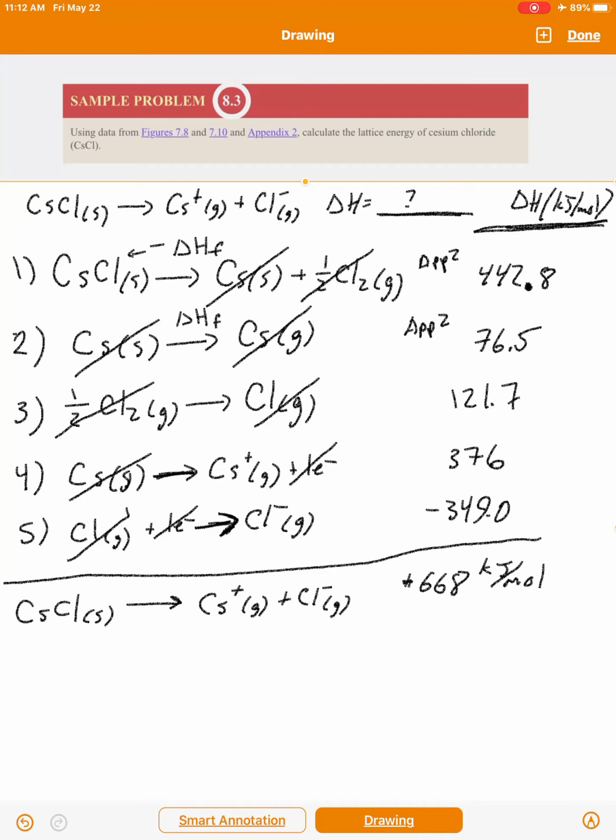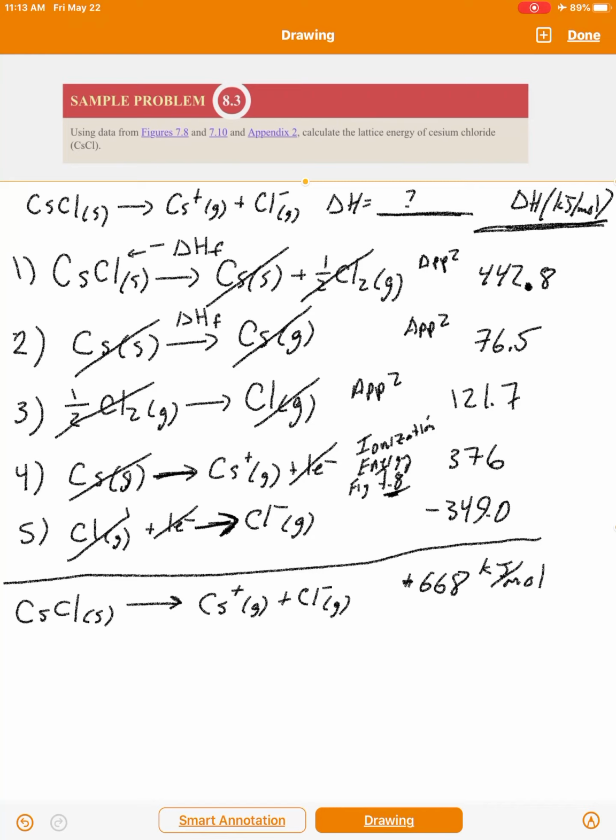The third one, same idea. This is just Appendix 2. 1/2 Cl2 gas goes to Cl gas. So the formation of Cl gas is in Appendix 2. So you're just going to use that value. The fourth one is what's called ionization energy. So when you take the element and you take its outermost electron off, the amount of energy associated with that is ionization energy. So this one is in figure 7.8, back in chapter 7.